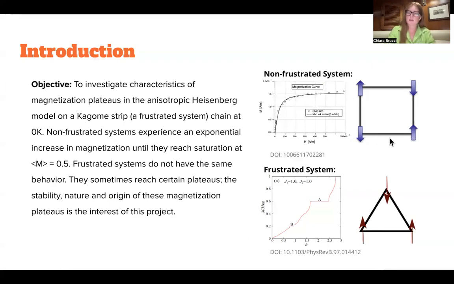For non-frustrated systems, the magnetization curve has an exponential increase until it reaches the saturation magnetization. For frustrated systems, as you decrease the value of the magnetization from saturation, you encounter plateaus. The stability, nature, and origin of these magnetization plateaus is the interest of this project.